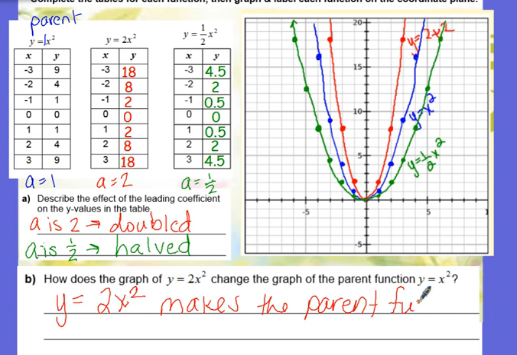Can you think of a word that describes the change from the blue one to the red one? If you're thinking of the word it got narrower, you are correct. So it makes the parent function narrower, or more narrow. So this happens because a is 1 in the parent, and now it's 2. So it has a greater rate of change.